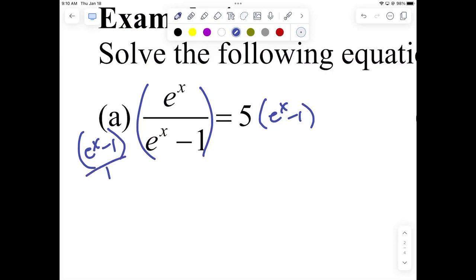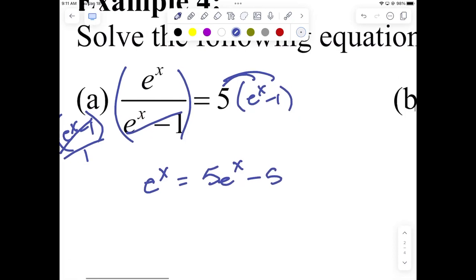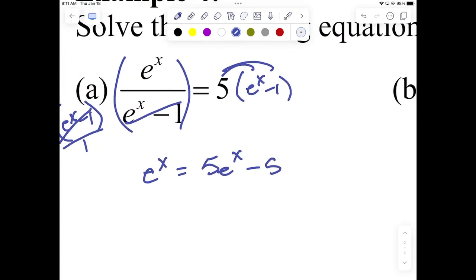On the left side, if you want to put that over 1, you can. What happens with your e to the x minus 1s is they divide out. And we're left with e to the x equals, if I distribute here, 5e to the x minus 5. Now I just collect my variables on one side. So I bring the 5e to the x over to the left, and I'm going to do this in two steps because I messed up last time: minus 5e to the x plus, I'm going to call that 1e to the x, equals negative 5.